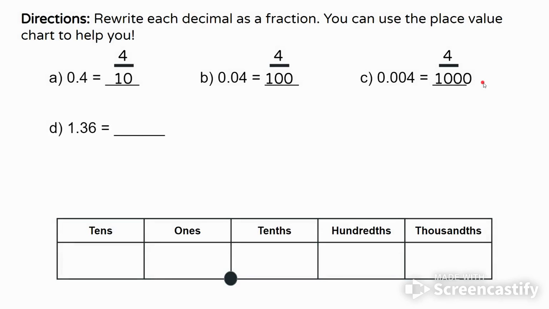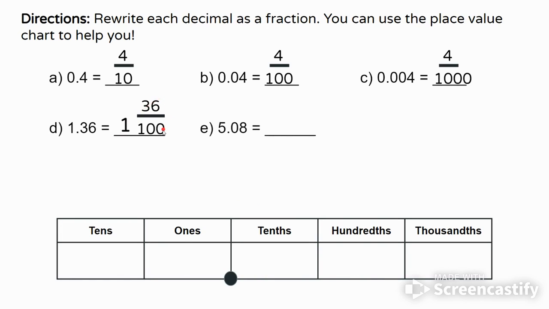Now we have 1 and 36 hundredths. So to place this in the place value chart, we're going to put a 1 in the ones place, the 3 in the tenths, and the 6 in the hundredths. We notice here that our number is bigger than 1. We have a whole number. So this 1, which is in front of the decimal, is going to go in front of our fraction here as our big whole number. After the decimal, we see the number 36. So we're going to place that on top as our numerator. The last digit 6 is in the hundredths place, so we're going to place 100 in the bottom as our denominator. We have 1 and 36 hundredths.